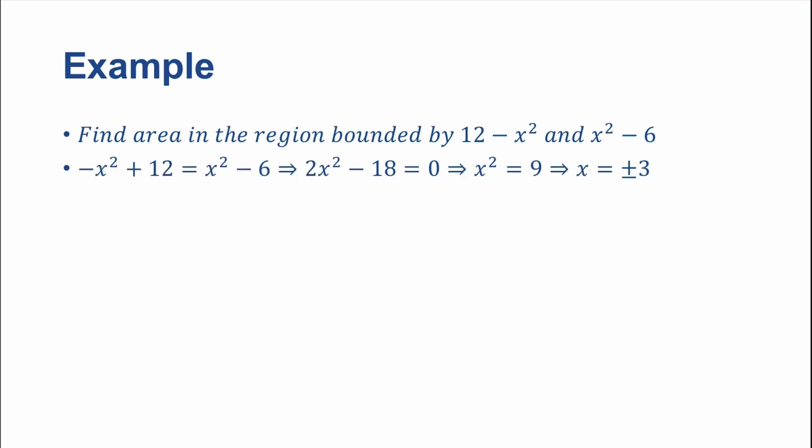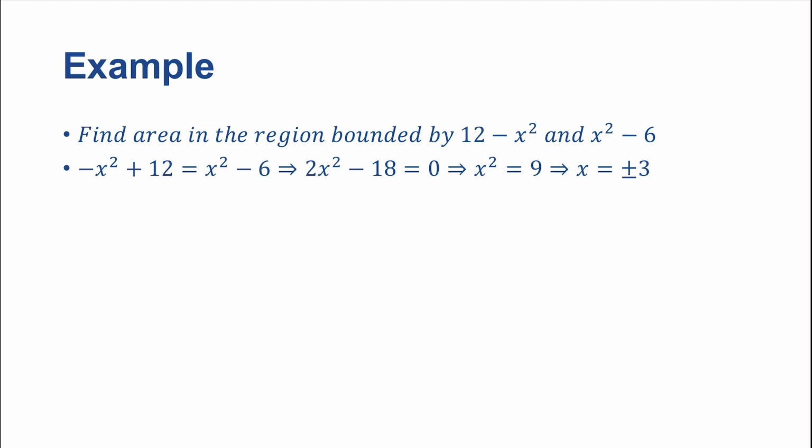So we are going to set negative x squared plus 12 equal to x squared minus 6. All right, now we are all set with our equivalents, and all that's left is to solve for x. Once we combine like terms and put them on one side, set equal to 0, that gives us 2x squared minus 18 equal to 0. Then we have x squared minus 9, or x squared is equal to 9. And of course, that leaves us with x being equal to plus or minus 3. So now we have our intersection points being plus or minus 3.